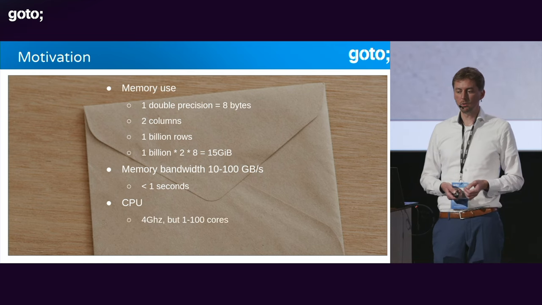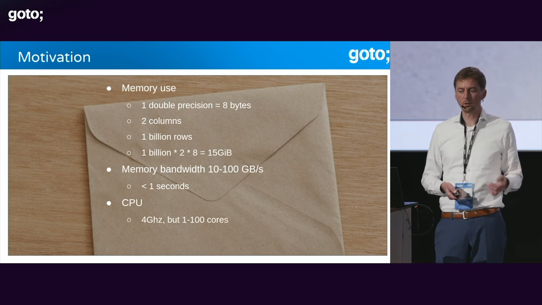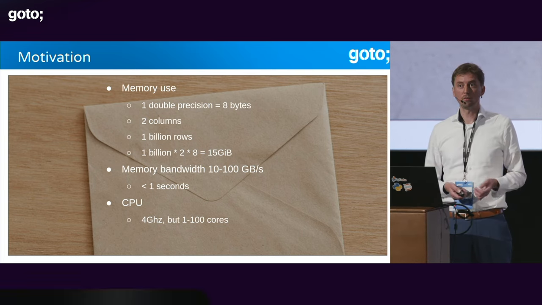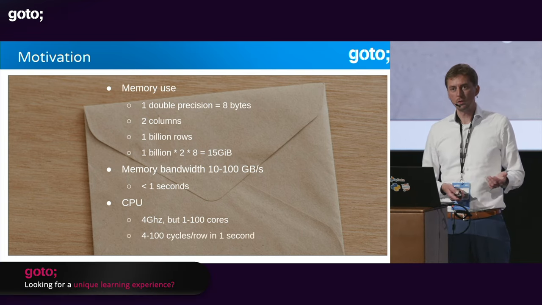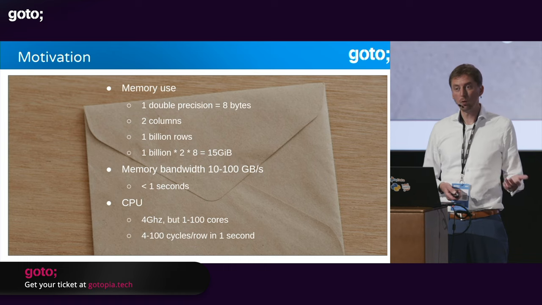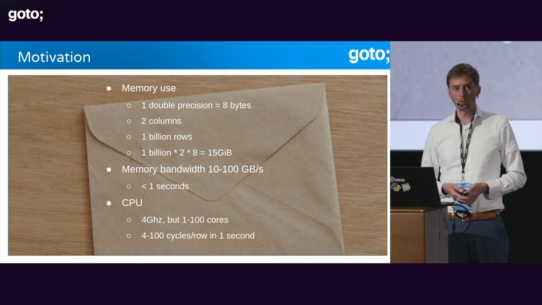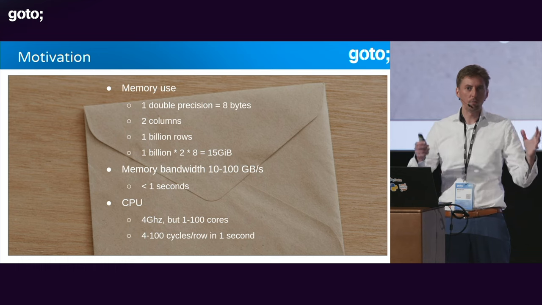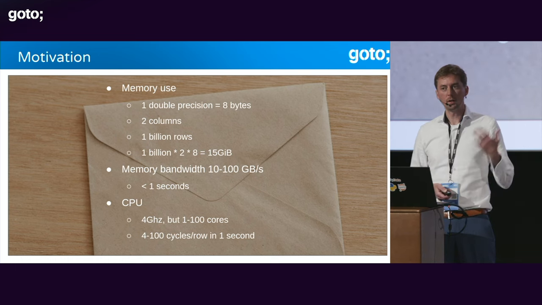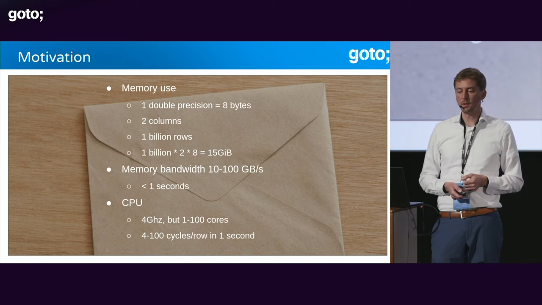So what about the CPU? So take one CPU, 4 gigahertz, something like this. But you can, of course, have multiple cores. So in total, if you want to do this in, say, a second, what we call interactive, you would need between 4 and 100 cycles per row. So you cannot draw complicated objects per star. You need to do something simple, like what I showed, this histogramming.